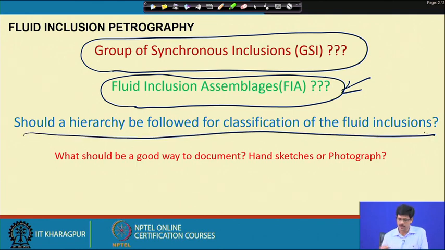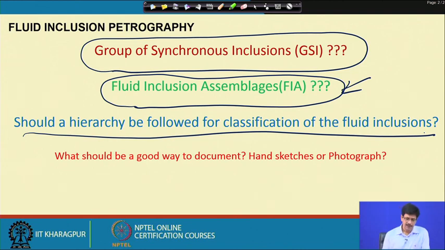The hierarchy that I am talking about, in the classification of fluid inclusions, is actually in terms of the population. The most populous type should be given the first type. In my section, if the aqueous carbonic type happens to be the most dominant, I will put it as type 1, aqueous carbonic, and the aqueous biphase may be occurring in lesser number, and so on.